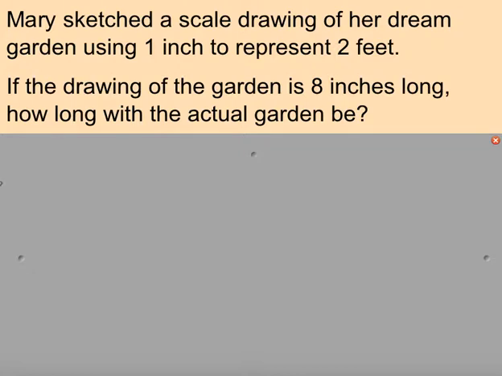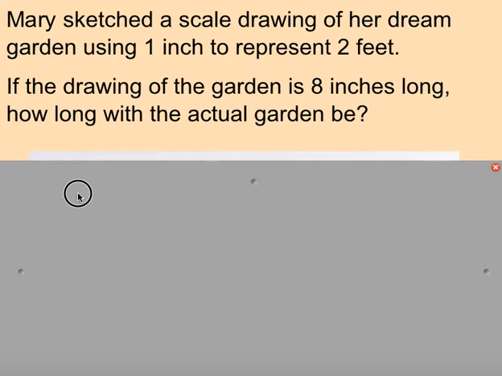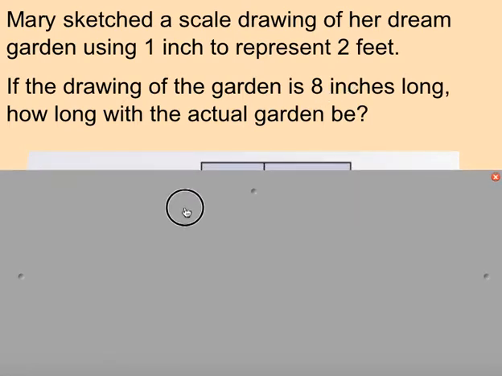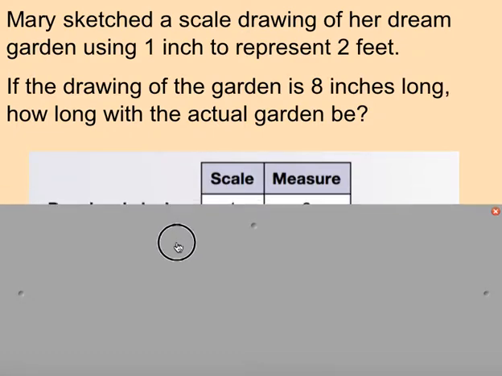So let's try one using a specific scale. Mary sketched a scale drawing of her dream garden using 1 inch to represent 2 feet. If the drawing of the garden is 8 inches long, how long would the actual garden be? One of our tools that we can use for these types of problems, and you may know already how long it's going to be in real life, but if we are struggling with that, then this is a tool that can help. First, we have a box with columns that talk about scale and talk about measure.